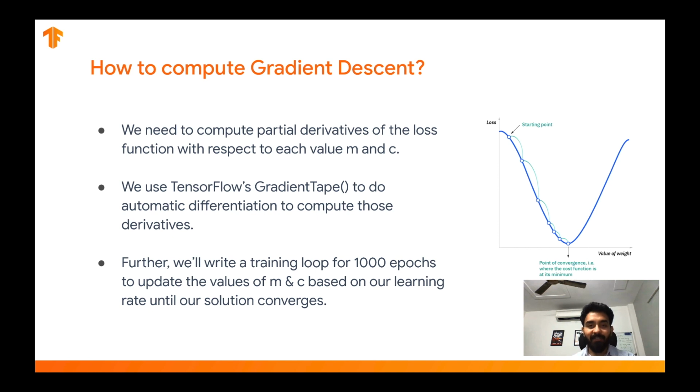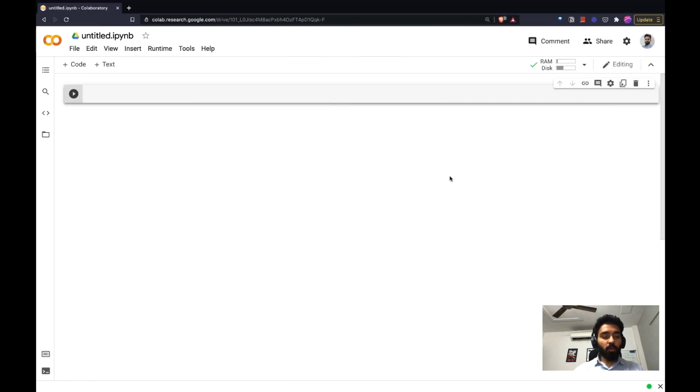So let's quickly dive into the code. For the code, I am using a Google Colaboratory notebook. I've created a new notebook over here. Let's quickly rename it Computing Gradient Descent. So this part is done. Now, first of all, let's quickly import all the required libraries.